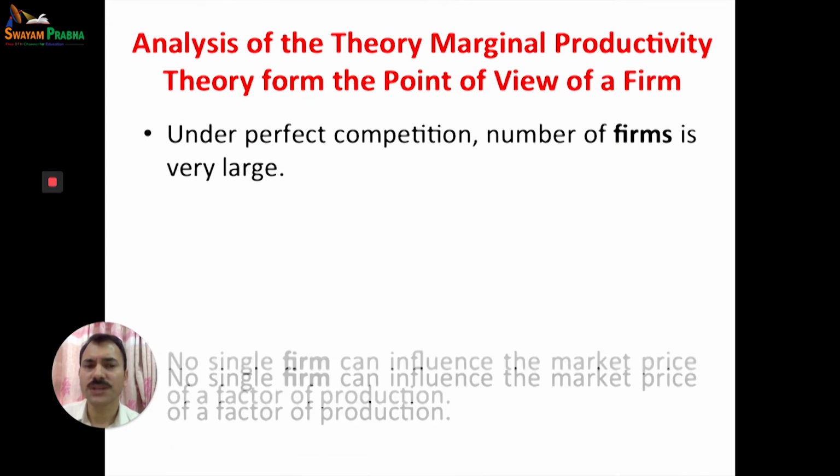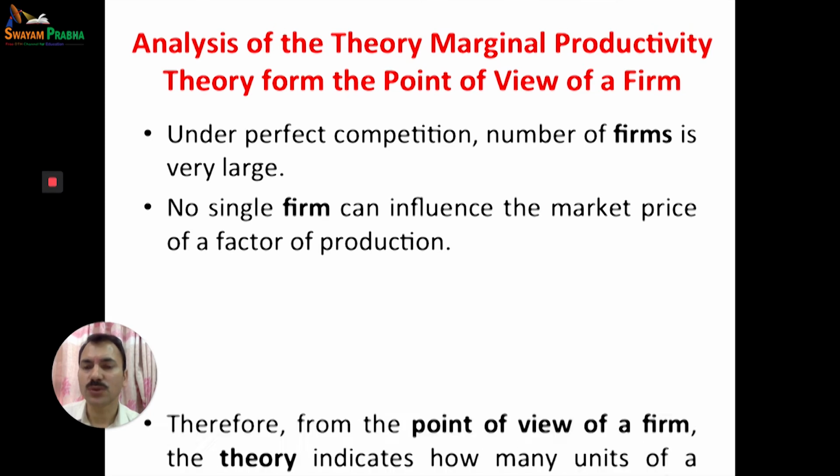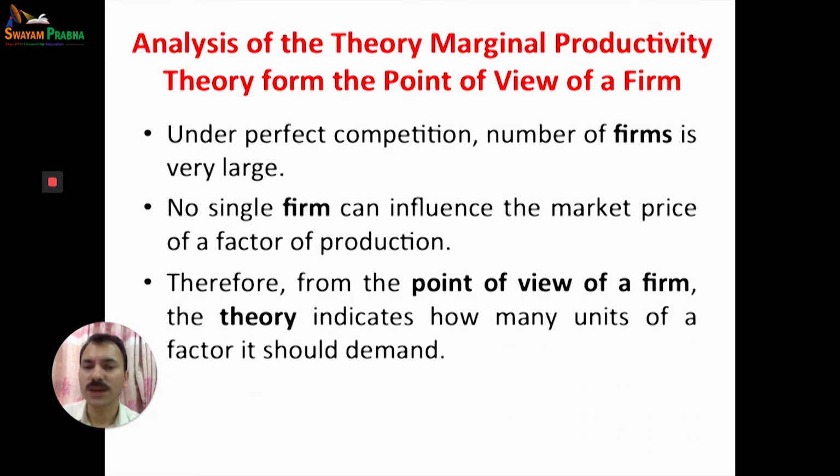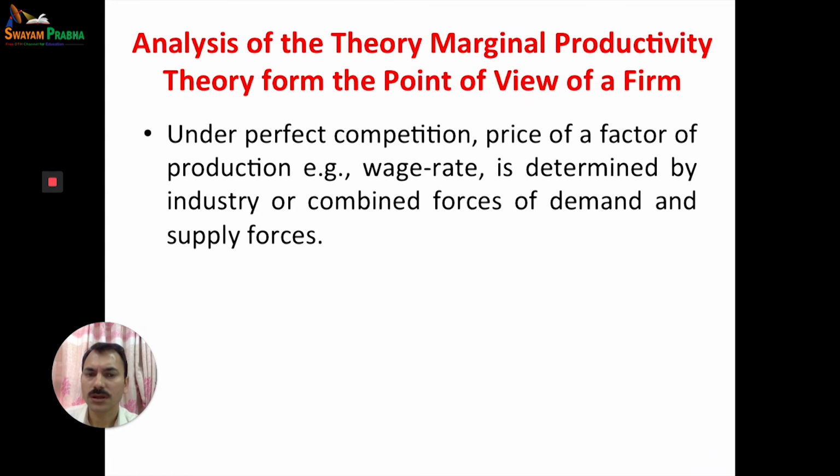Under perfect competition, the number of firms is very large. We know no single firm can influence the market price of the factor of production. That's why they are price takers, not price makers. Therefore, from the point of view of the firm, the theory indicates how many units of a factor it should demand. Under perfect competition, the price of factors of production, that is the wage rate, is determined by the industry, through the combined forces of demand and supply we discussed in the previous slide.